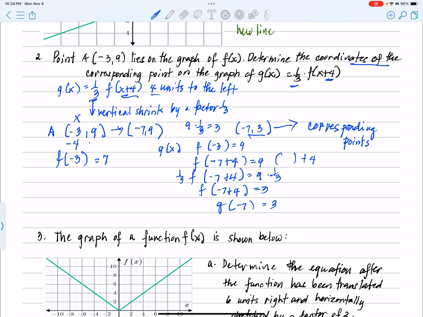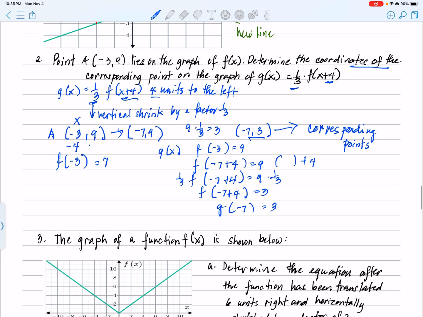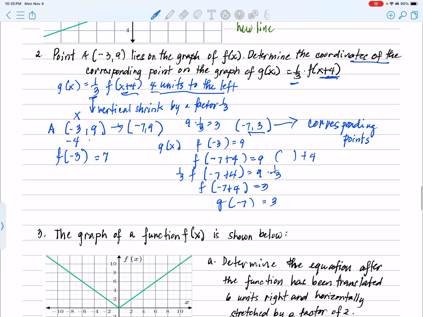So after doing the shrinking factor and the translating, moving 4 units to the left, you come up with the corresponding points.